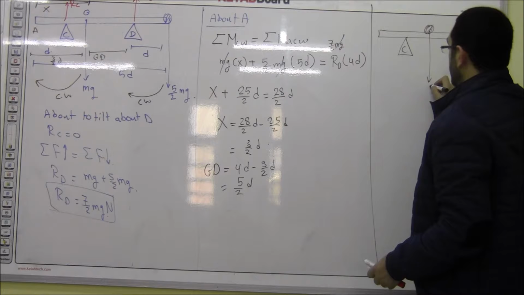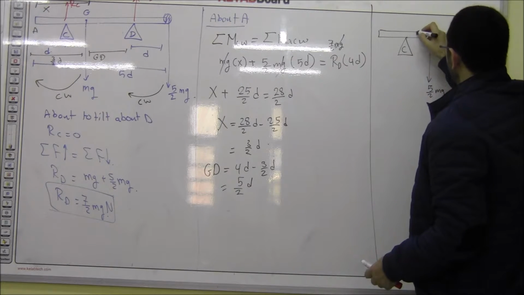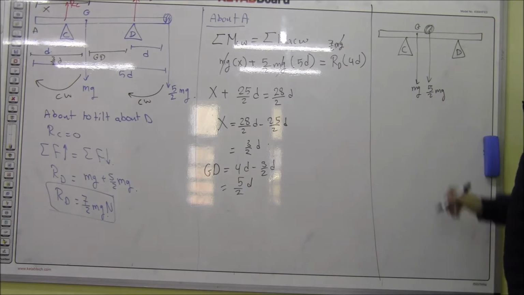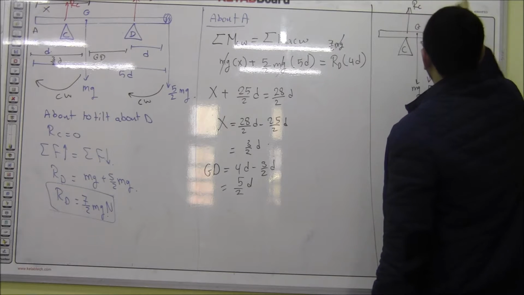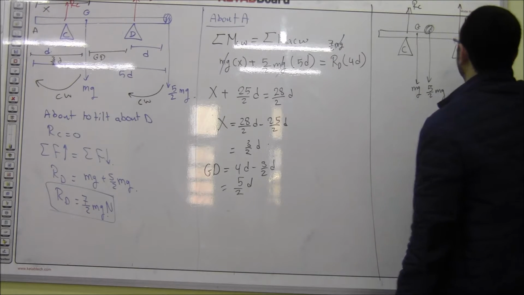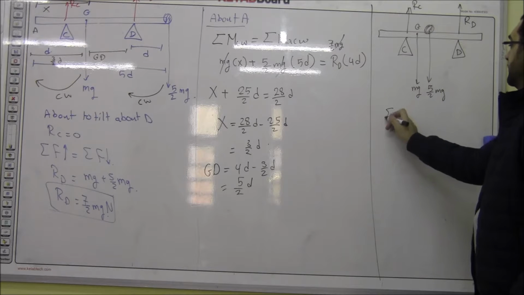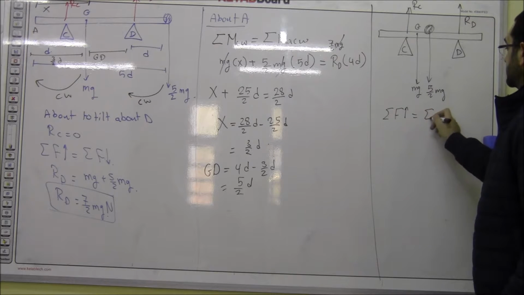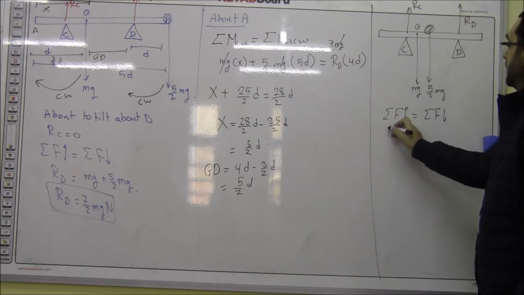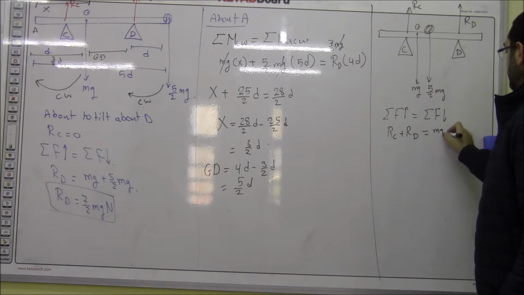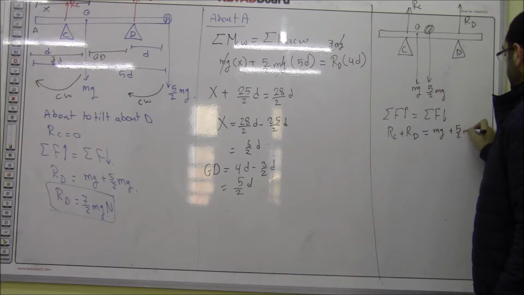This is 5 over 2 mg. Here is G. We have normal reaction at C and normal reaction at D. So the normal reactions: the sum of forces up equals the sum of forces down. RC plus RD equals mg plus 5 over 2 mg.